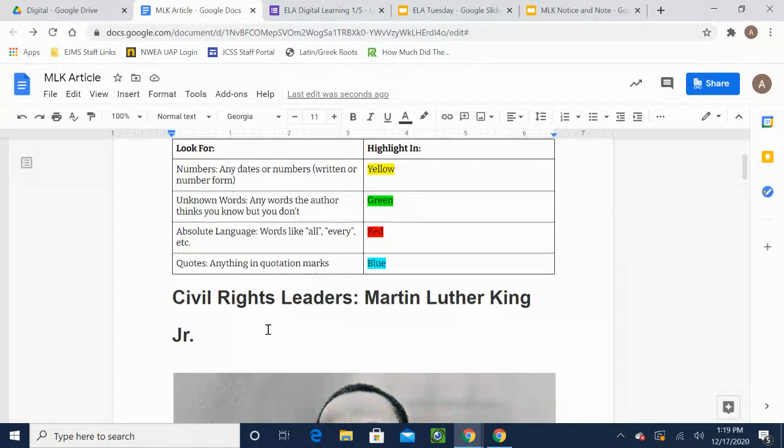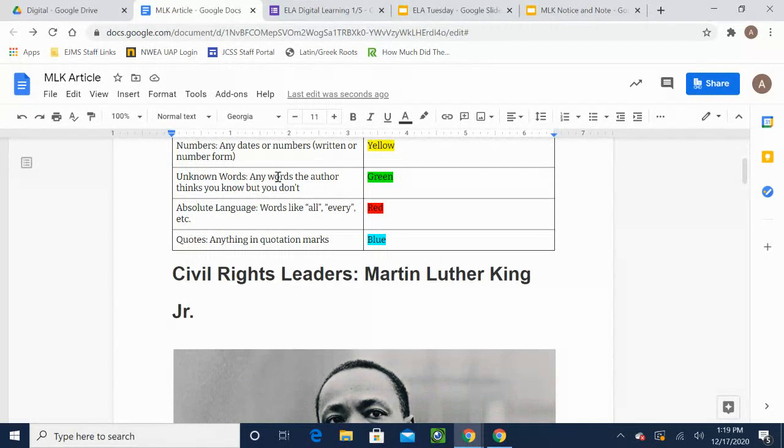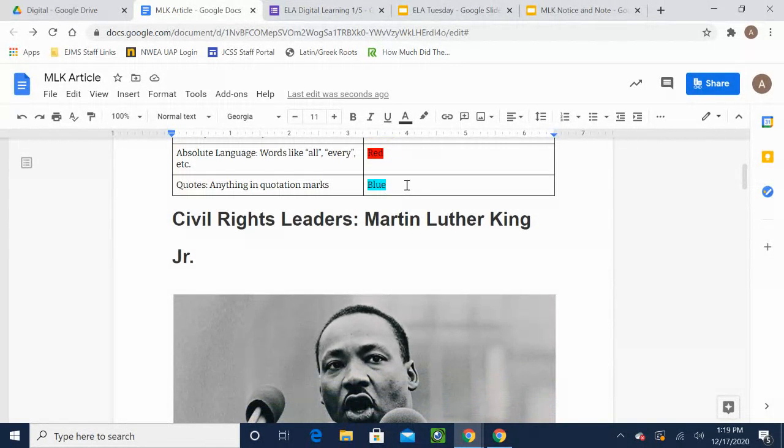Next thing you're looking for, unknown words. Any words the author thinks you know, but you don't, okay? Anything that you don't know what it means, or maybe it's a vocabulary word and you don't understand it, or it's a piece of history and you don't know what it is. Anything you don't know that the author assumes you did, you're highlighting that in green, okay?